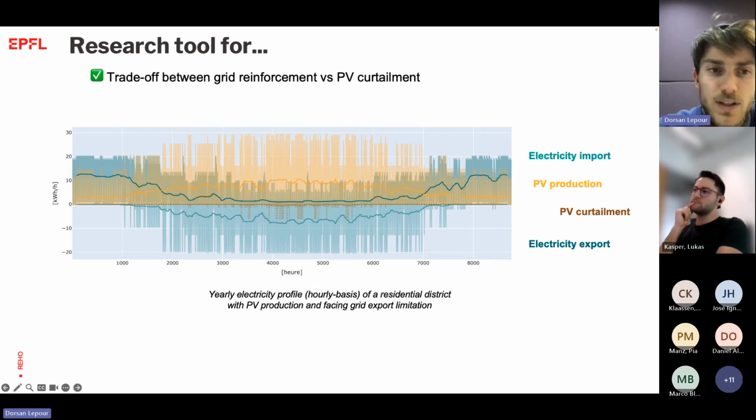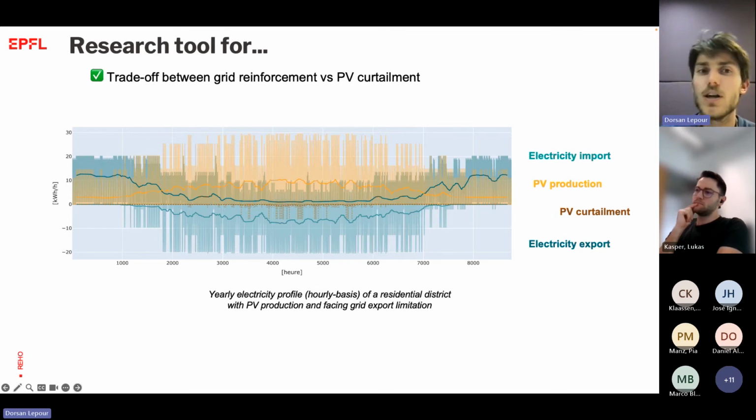On this graph, you can see the yearly electricity profile for a residential district where PV has been installed, but where some curtailment needs to be applied because the transformer has a limited export capacity. And it's interesting because by playing with the peak power of the grid and the grid usage penalty cost, we can see how the PV installed capacity or the PV curtailment will vary.